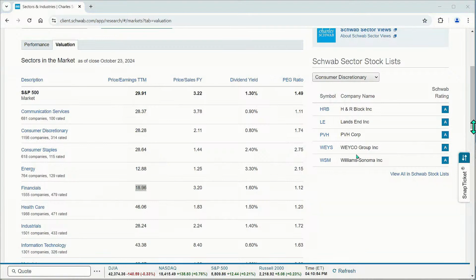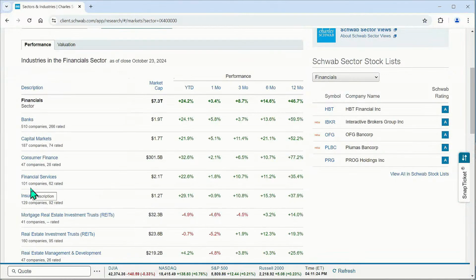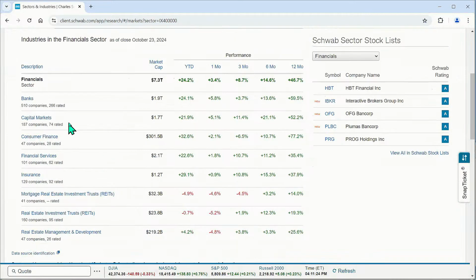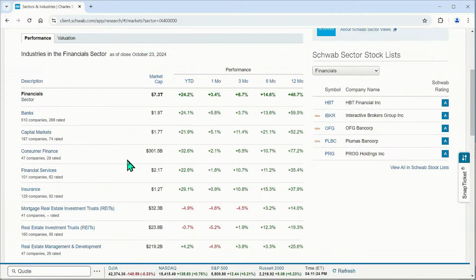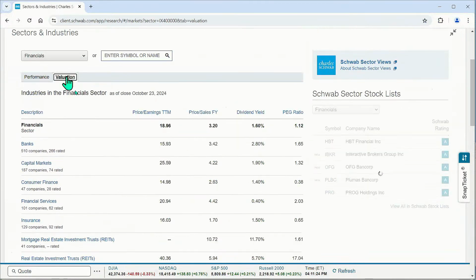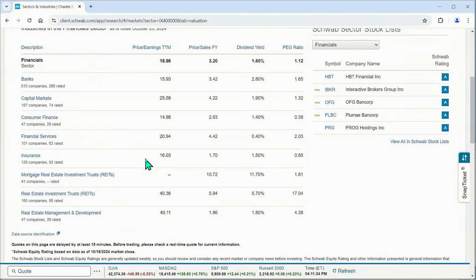Now that we've found that stronger sector that we want, you can just click on financials and look what happens. Whatever parameters you use to decide what sector, when you click on the sector, it's going to break it down into subsectors or industries: banks, capital markets, consumer finance, financial services, insurance, and so on. Again, I'm going to click on valuation and use those same parameters, the PE ratio and the PEG ratio.